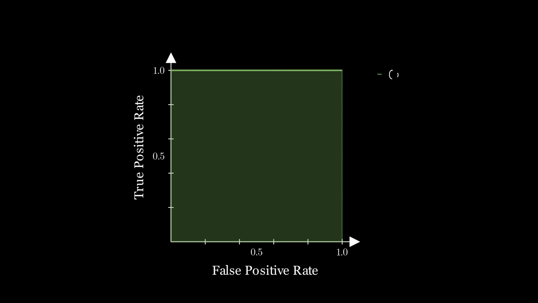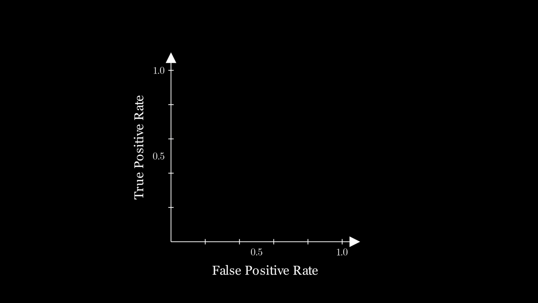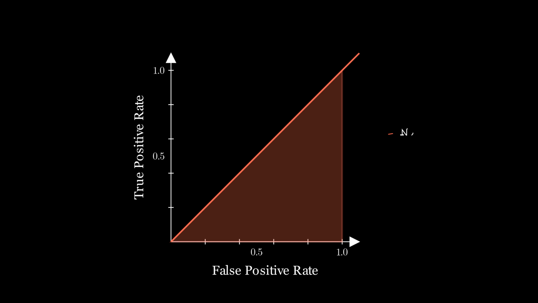The perfect classifier achieves an AUC of 1. Its curve touches the top left corner, indicating no false positives and perfect true positives, indicating ideal performance. Random guessing has an AUC of 0.5, represented by the diagonal line. It shows no distinction between positive and negative classes.